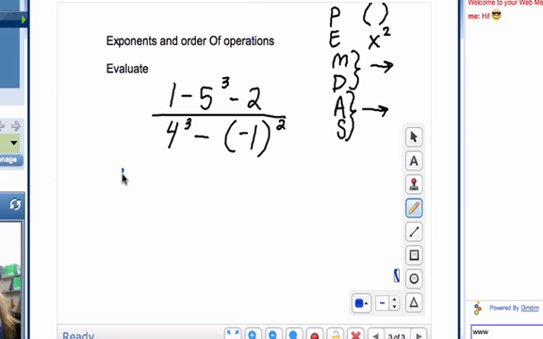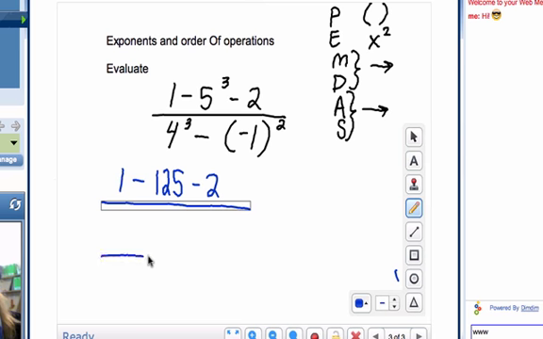So you would have 1 minus 5 to the third, and that would be 5 times 5 is 25, and 25 times 5 would be 125. Minus 2. Now this is like having a big parentheses here. And so then I'm just going to simplify this top part here.